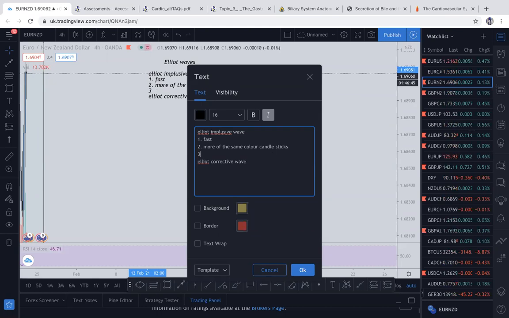Number three, candles are usually fuller in body. And what do I mean by fuller in body? Almost over 50%, right, of the candle is a body.